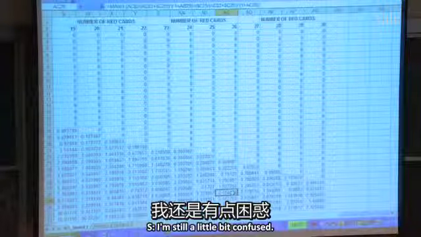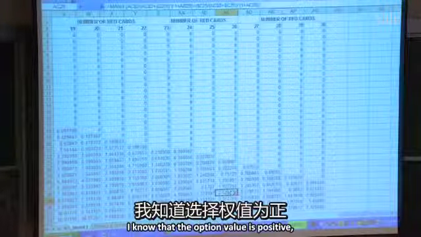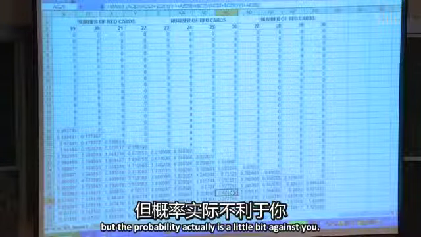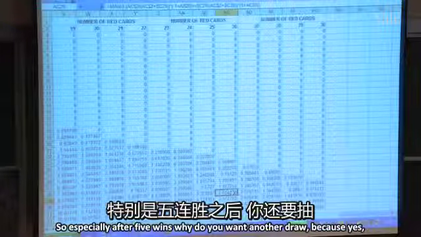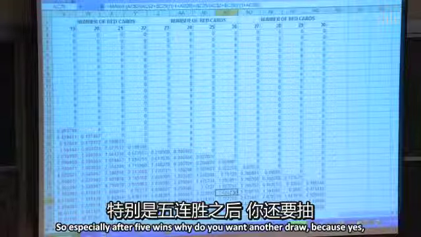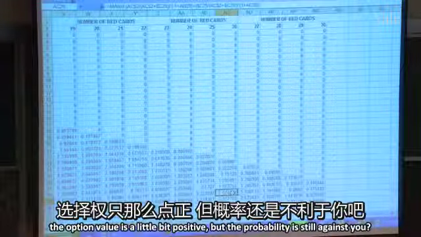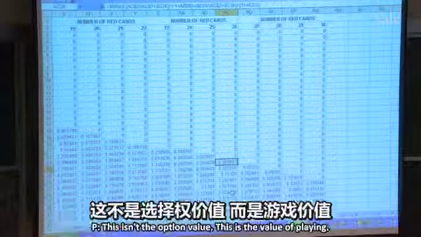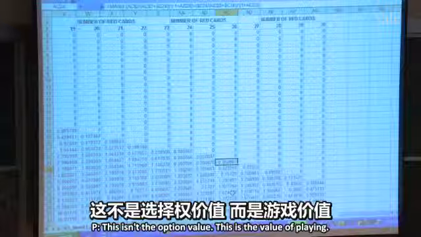Yes. I'm still a little bit confused. I know that the option value is positive. But the probability actually is a little bit against you. Especially after 5 wins. Why do you want another draw? Because yes, the option value is a little bit positive, but the probability is still against you. So yeah. This isn't the option value. This is the value of playing.